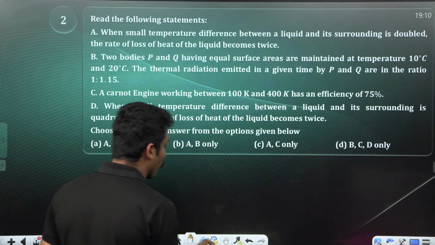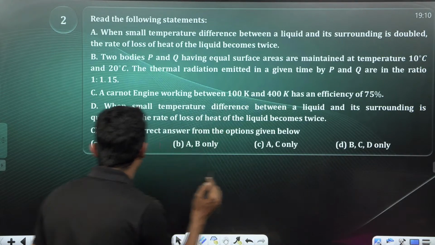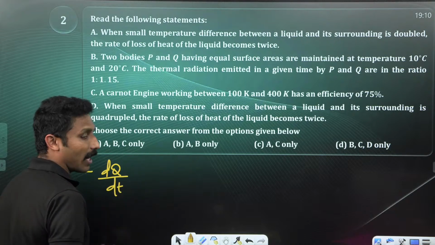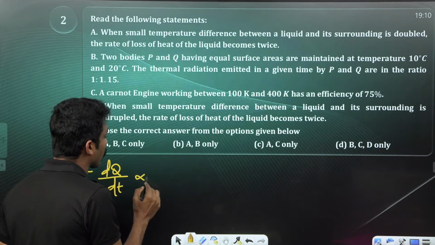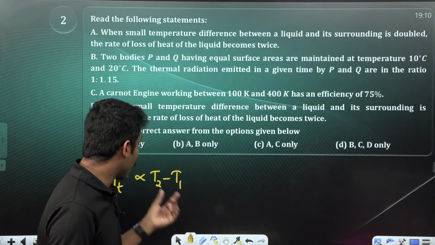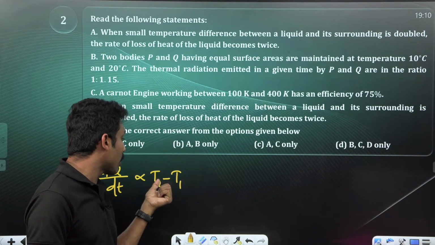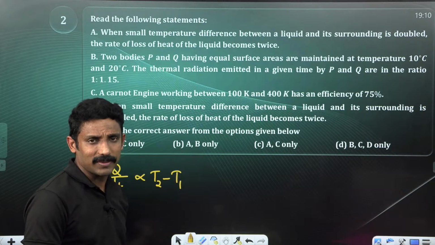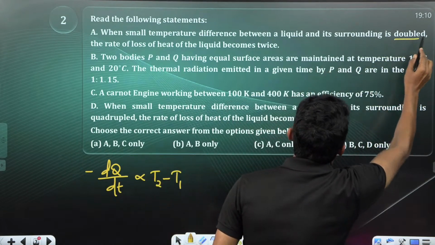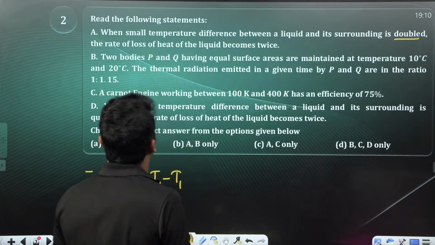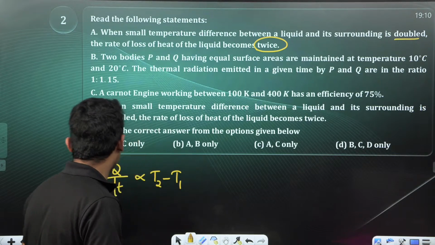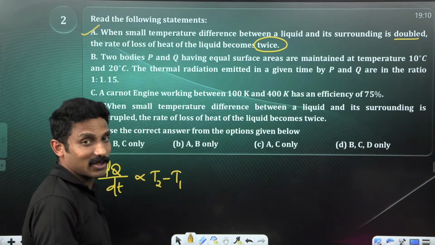According to Newton's law of cooling, the rate of loss of heat, that is minus dQ by dt, is directly proportional to the temperature difference between the hot body and the surrounding. Clear? Now here, when this temperature difference is doubled, the rate of loss of heat also becomes twice, so this is the correct statement. Statement 1 is correct only.